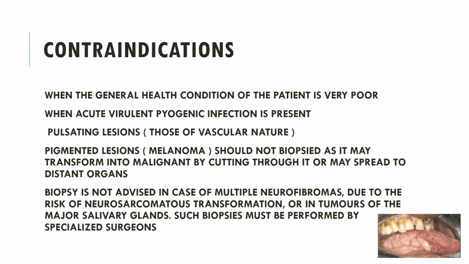Now, what are the contraindications? The first is when the general health condition of the patient is very poor, or when an acute virulent pyogenic infection is present. If there is an acute infection, you're not doing the biopsy, so it is contraindicated. Then the next contraindication is a pulsating lesion, those of vascular nature. A pigmented lesion like melanoma should not be biopsied as it may transform into a malignant one by cutting through it, or it may spread to distant organs. Because of that, in melanoma you are not doing the biopsy.